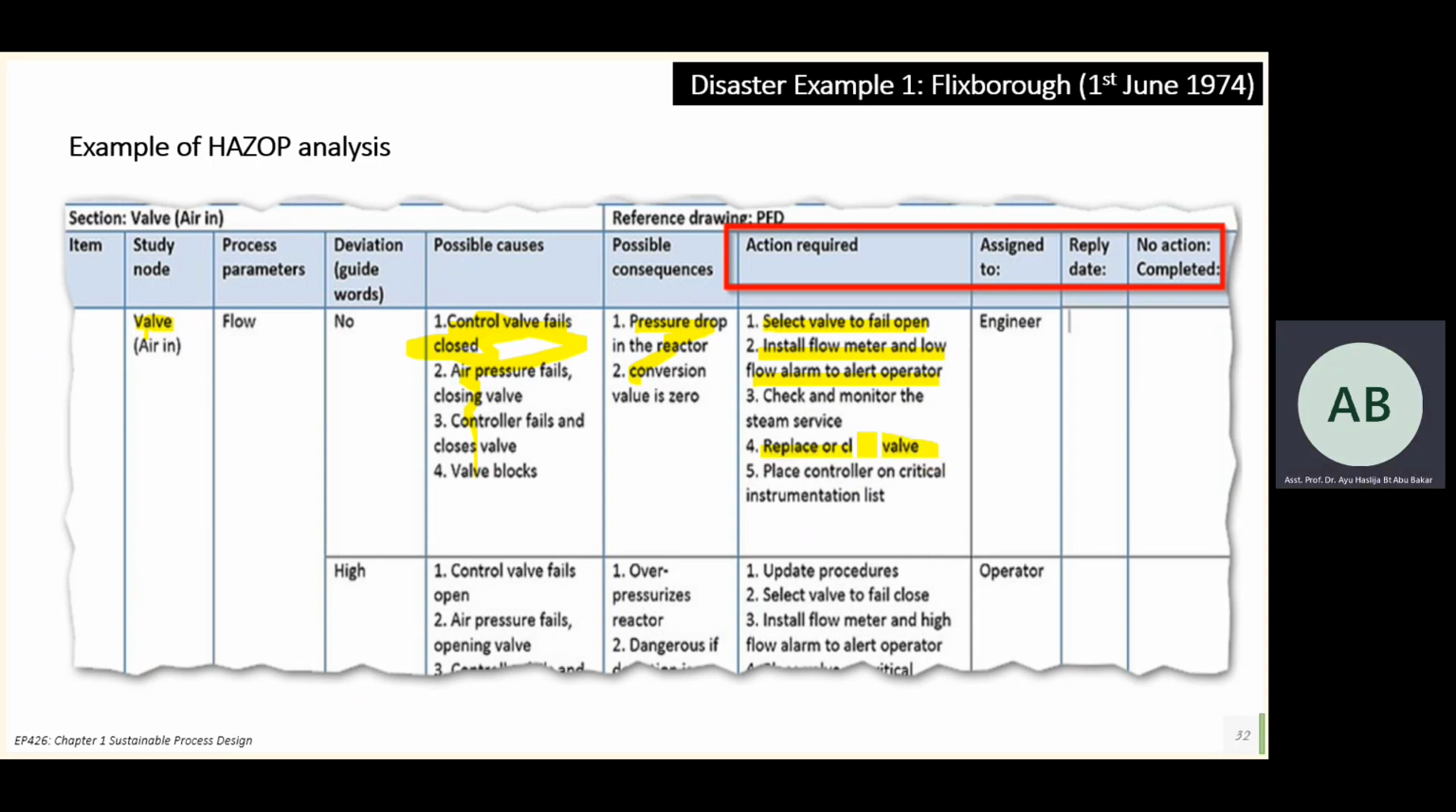Replace or clean the valve. Okay, why do you need to do this? Clean with what? Replace with what? Place controller on critical instrumentation list. What do you mean by critical instrumentation list? Okay, you should be able to answer those questions.